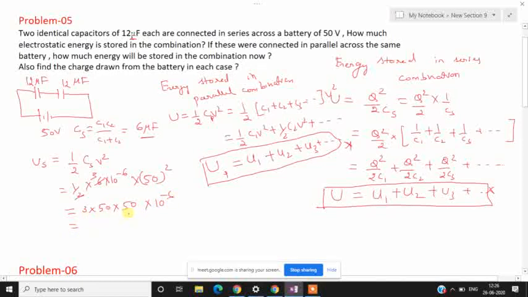So you can do this: 7,500 into 10 to the power minus 6. So you get this. Another 4-5 minutes, I'll solve this. Get ready for the next class. Now you can solve UP also in a similar way.